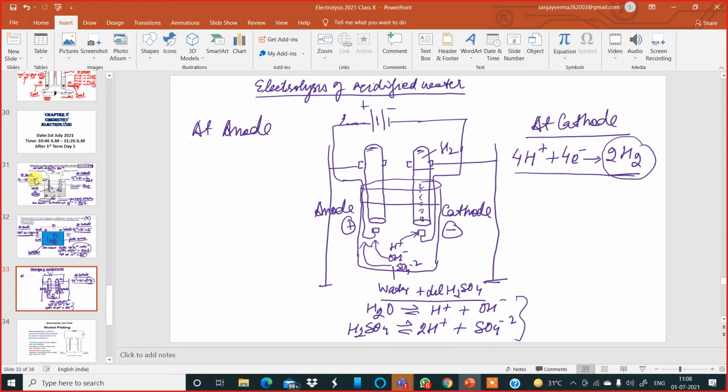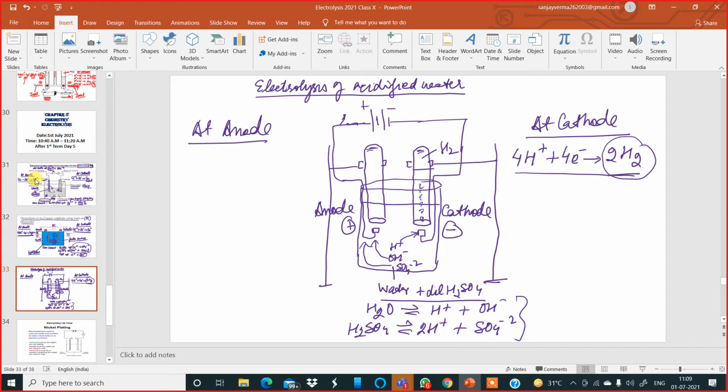Whereas on the anode side, what happens? I'll tell you. At the anode side, both hydroxyl and sulfate go to the anode, but sulfate will not discharge. Sulfate is not discharging because its position is higher in the electrochemical series. Therefore, instead of sulfate, hydroxyl will discharge because its position is lower.